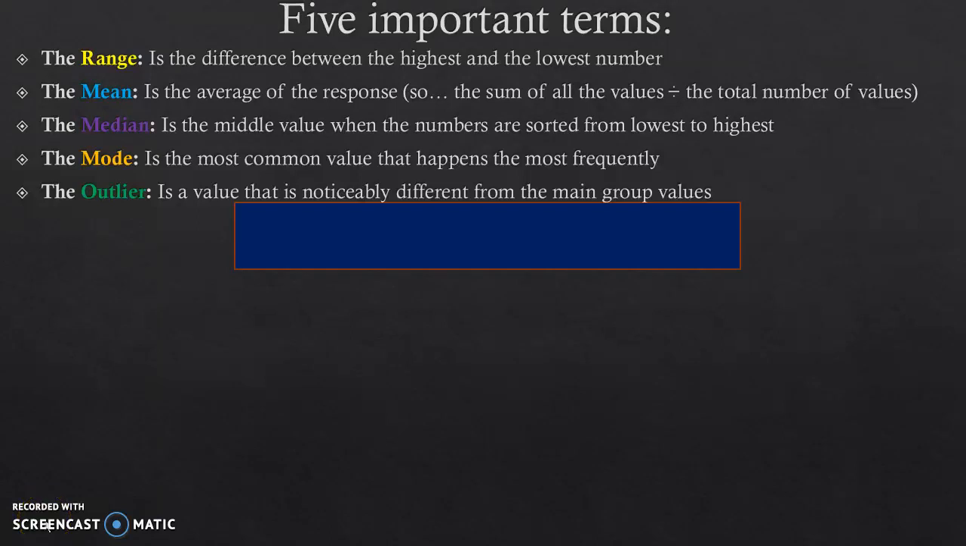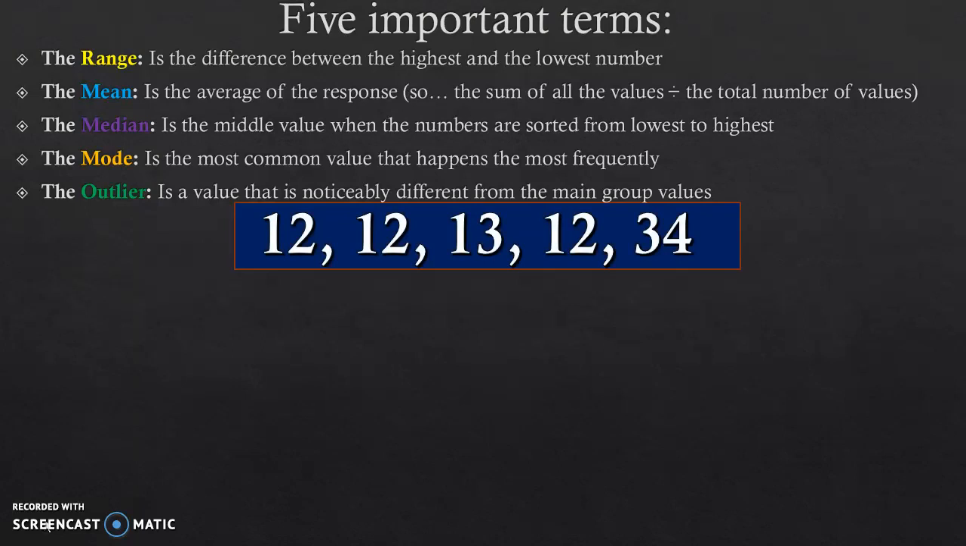Okay, year sevens. So earlier today we had a look at 5 important terms for statistics and probability. Just to recap, the words are range, mean, median, mode, and outlier. Now, if you're given a set of data, so here we have the ages of some survey participants in our class. We have 12, 12, 13, 12, and 34.